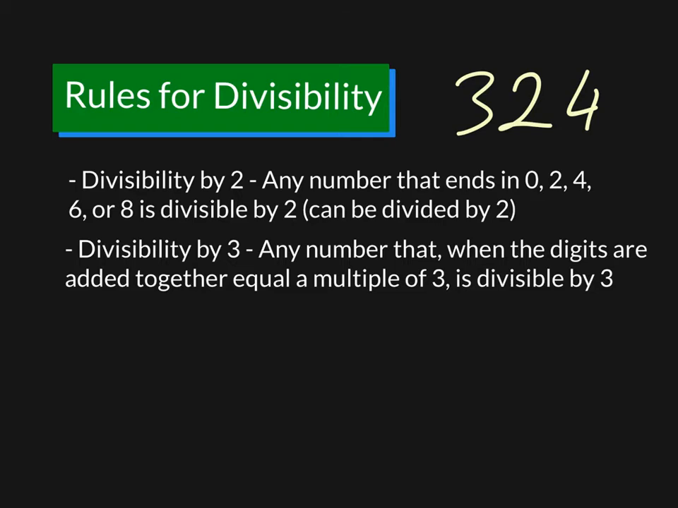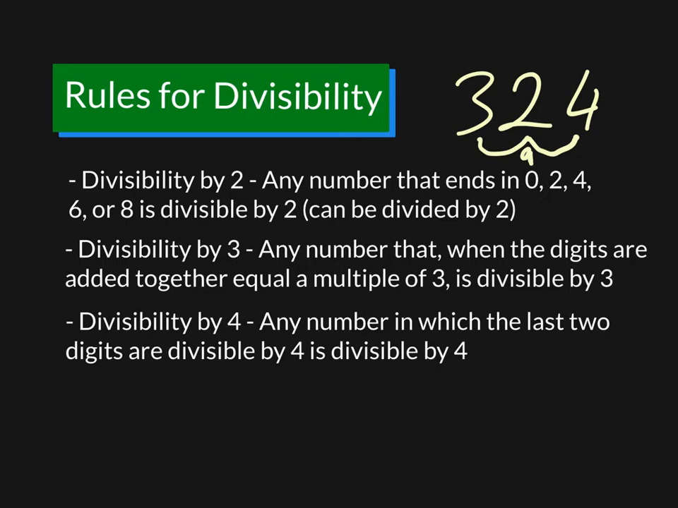Divisibility by 3. Any number that, when the digits are added together, equals a multiple of 3 is divisible by 3. I don't know if I explained that well, but when you look at the digits in 324, 3 plus 2 is 5, and 5 plus 4 is 9. So altogether these digits add up to 9, which is a multiple of 3, because 3 times 3 is 9. That tells us that this is going to be divisible by 3.